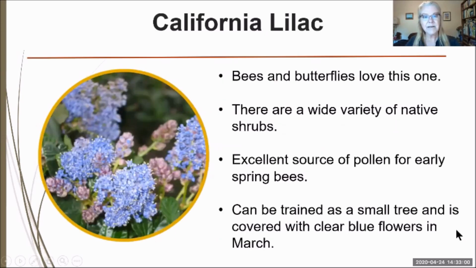Okay, the next one is the California lilac. Bees and butterflies love this one also. There's a wide variety of shrubs within this group. They're an excellent source of pollen for the early spring bees. And they can be trained as a small tree, and they're covered with clear blue flowers. Really, really pretty.